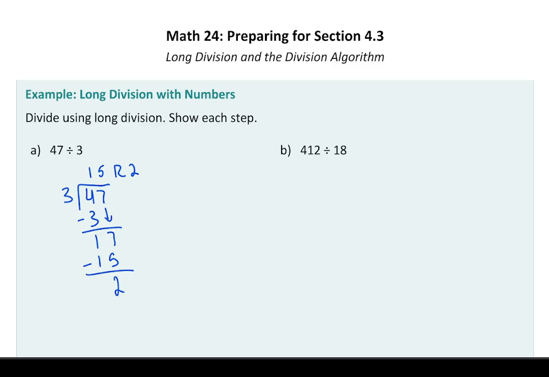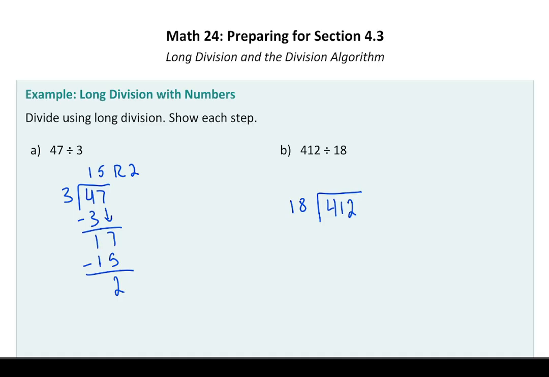Moving on to part B, let's see what happens when we have more digits to deal with. So we're looking at 412 divided by 18. That's 412 under the house and 18 on the left.